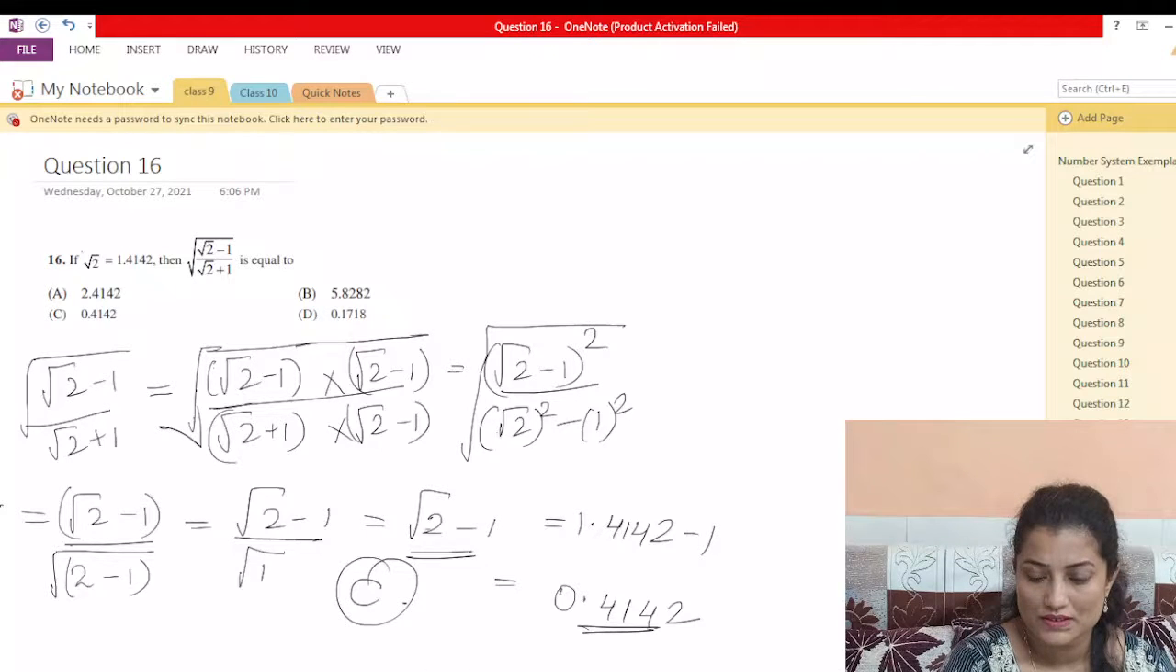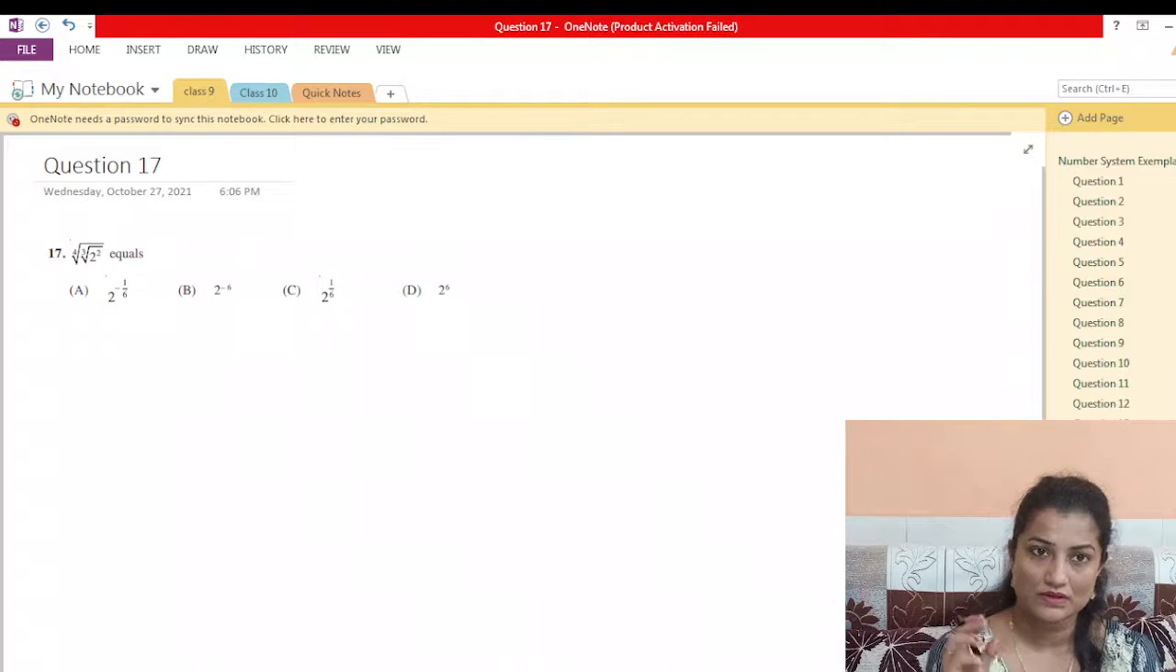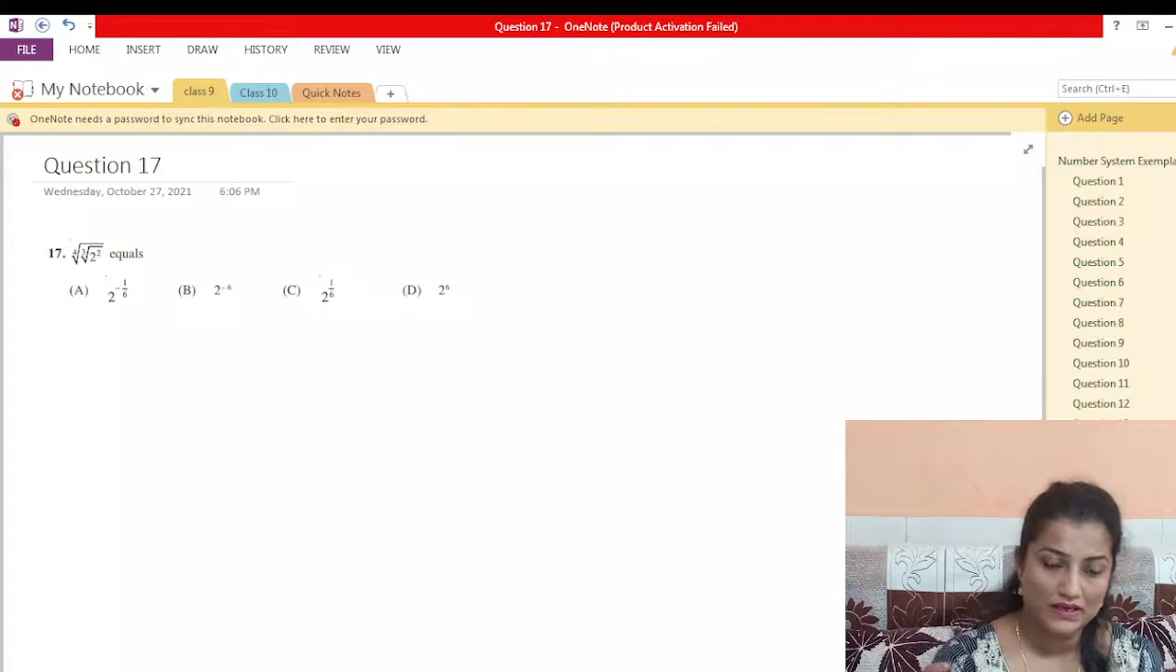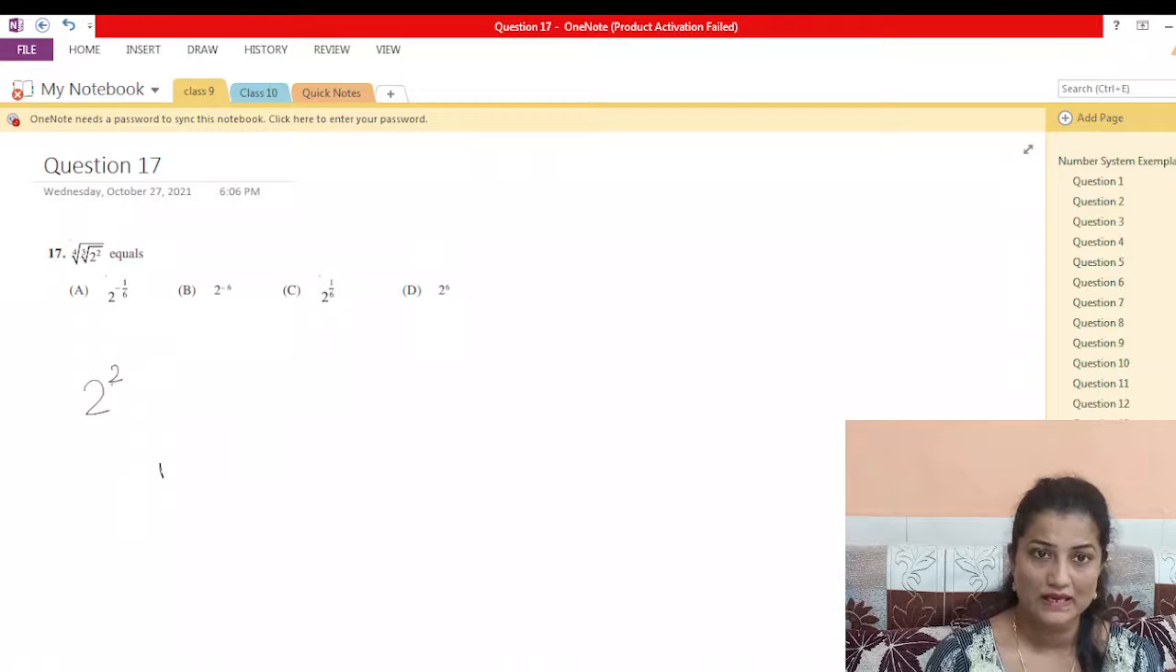Now the next question is question 17. Okay, here three roots in root are given. In such questions, try to solve with the inner root, right? So the inner root is the cube root of 2 squared, so we will write here 2 squared. Whenever we are removing the root, we take its reciprocal. So here it is the cube root of 2 squared. While removing the cube root, we will multiply 2 squared by 1 by 3, and the fourth root will remain as it is, right?